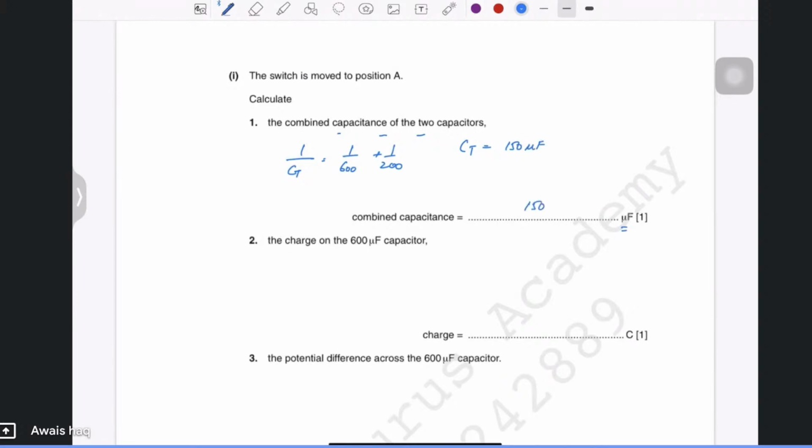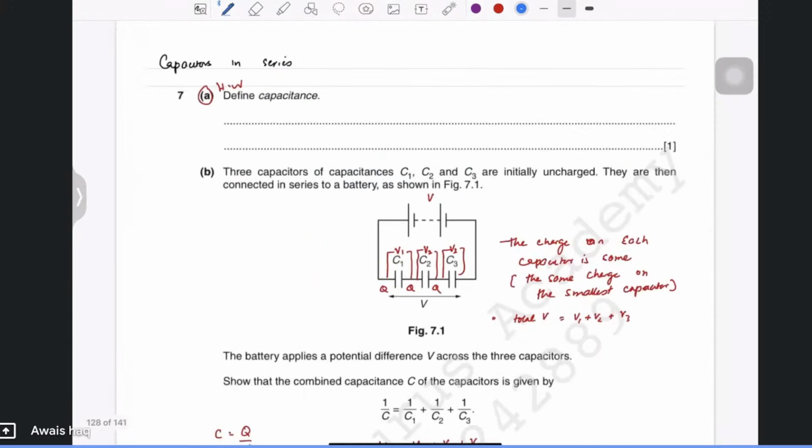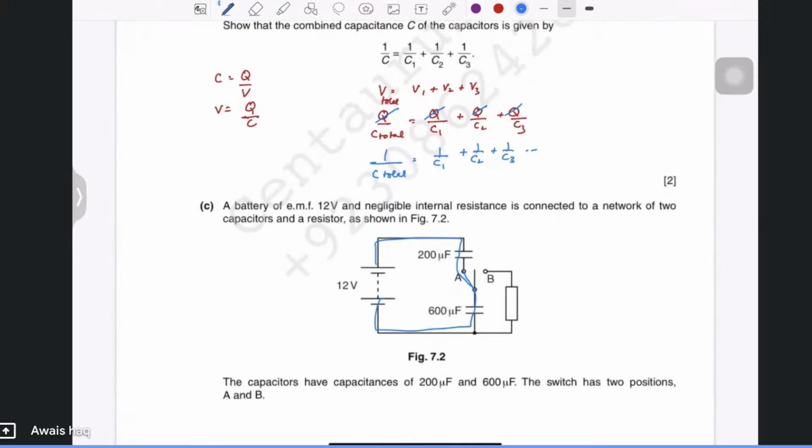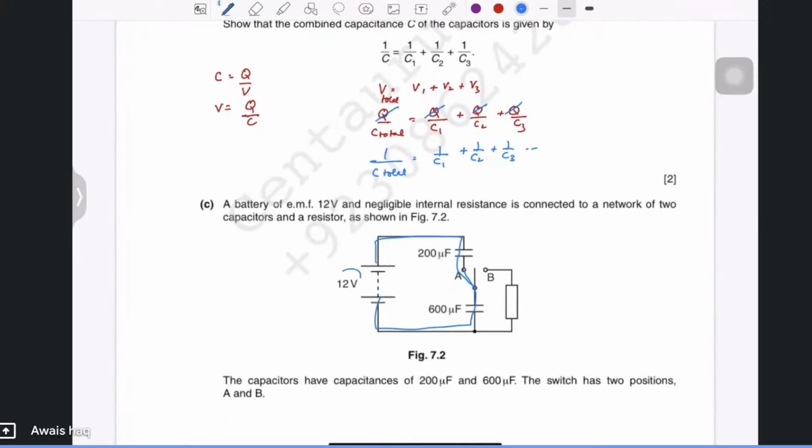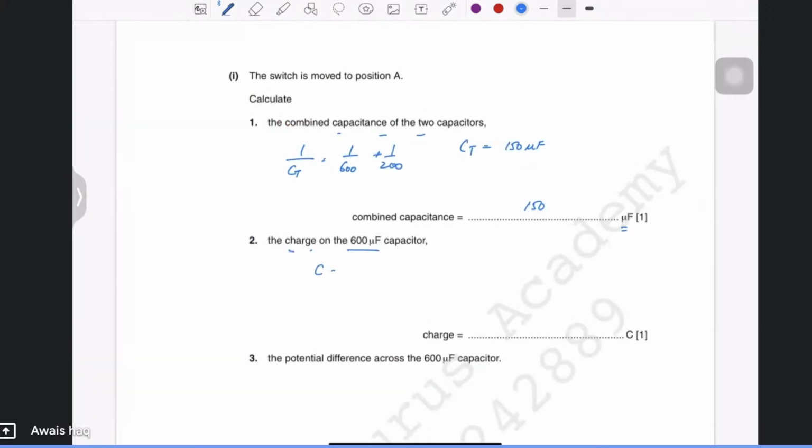Now they say the charge on 600. Obviously in a series the charge remains the same. So we have the total capacitance, we have the total voltage. So we're going to use C is equal to Q over V. And the charge will be 150 microfarad times 12. What do you get?